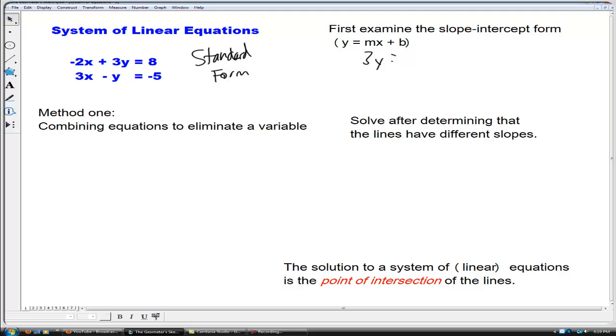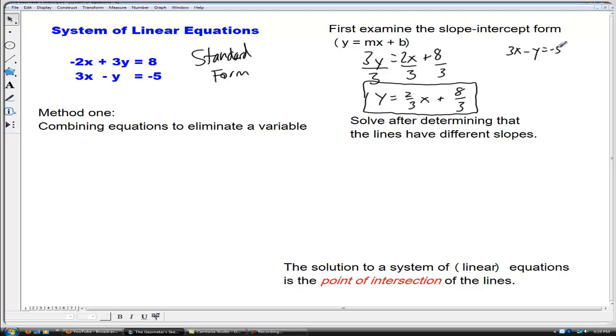Get 3y equals 2x plus 8. We divide by 3 and we get y equals 2/3 x plus 8/3. So the first line has a slope of 2/3, rise 2, run 3, and a y-intercept of 8/3. Our second line, 3x minus y equals -5. Negative y equals -3x minus 5. Divide by -1 and we get y is equal to 3x plus 5.